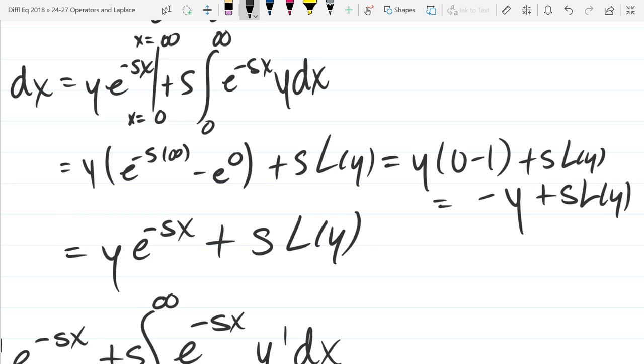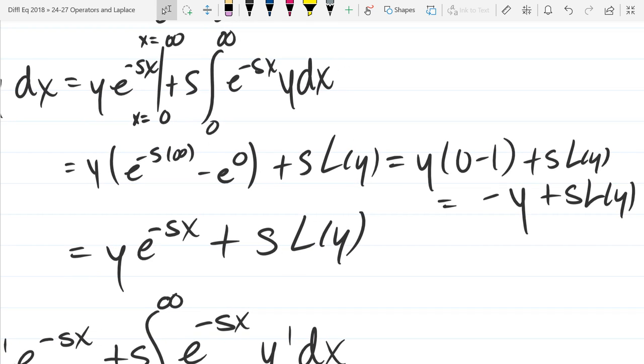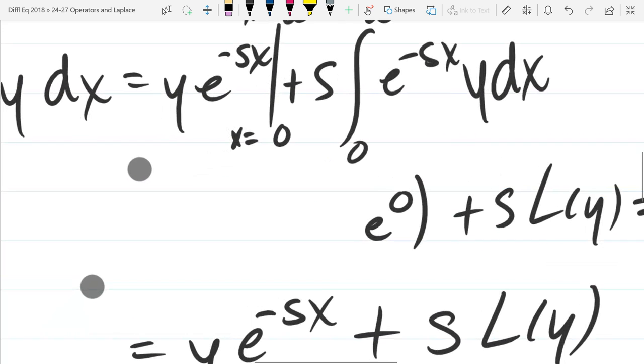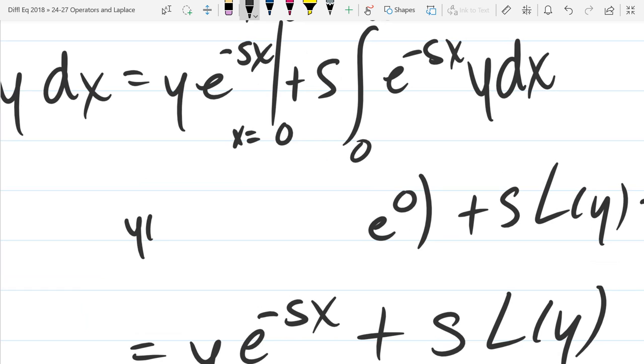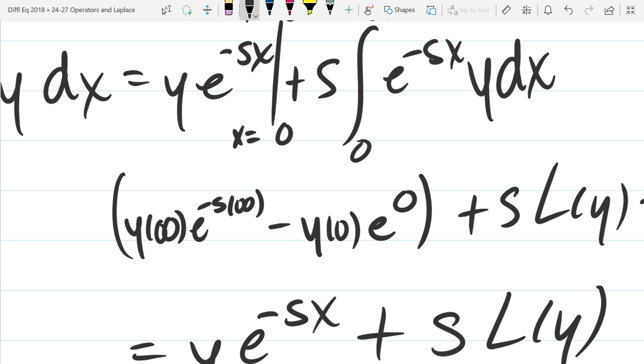Oh, y is a function of x. Wow. All right, so y is a function of x. You do have to plug in the endpoints for y. So this should go y of infinity times e to the negative s times infinity, minus y of 0 times e to the 0. Y is a function of x, so you have to plug in the x value into the y function.